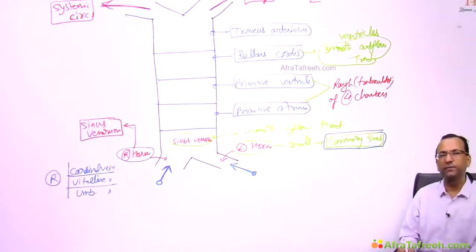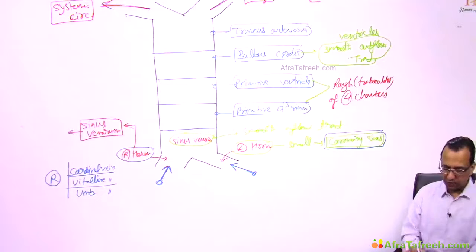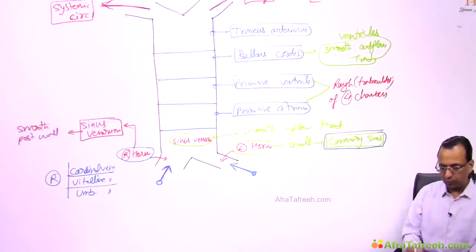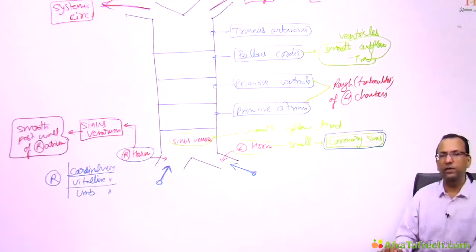What is the sinus venarum? The sinus venarum is the smooth posterior wall of the right atrium. If you say it is the smooth posterior wall of the right atrium, then who is forming the rough anterior wall of the right atrium?